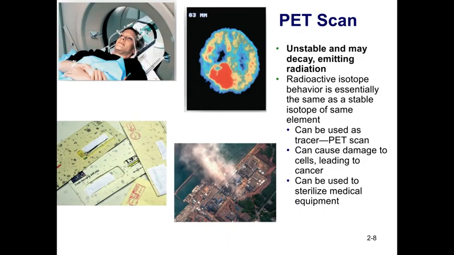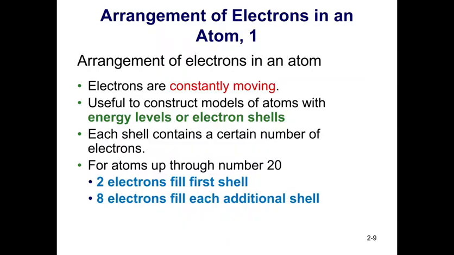That determines its utility. Arrangement of electrons in an atom. Here we're looking at how the electrons are arranged. Electrons are constantly moving. They're never just set on one stage. They're always going to have some sort of energy level or electron shells. The closer they are to the nucleus, the lower the energy they have. If they're farther away from the nucleus, they're going to have more energy.